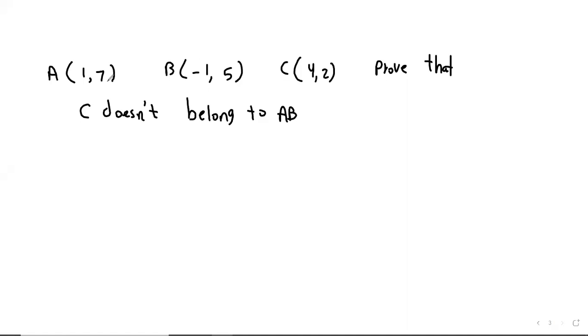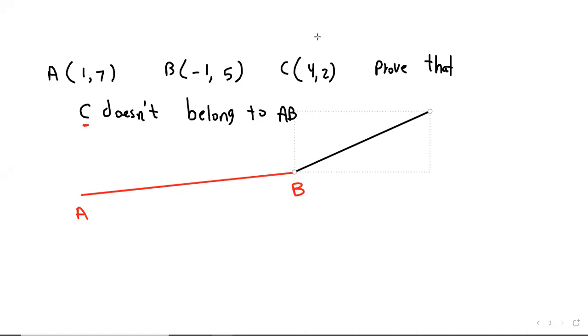The 3 points here, A, B, and C, I want to prove that C doesn't belong to AB. So here is AB. How can we prove that the point C doesn't belong to the line segment AB? We are going to find the slope of AB, and after that you will find the slope of BC. If the slope of BC is not equal to the slope of AB, then the point C is not lying on the straight line AB.